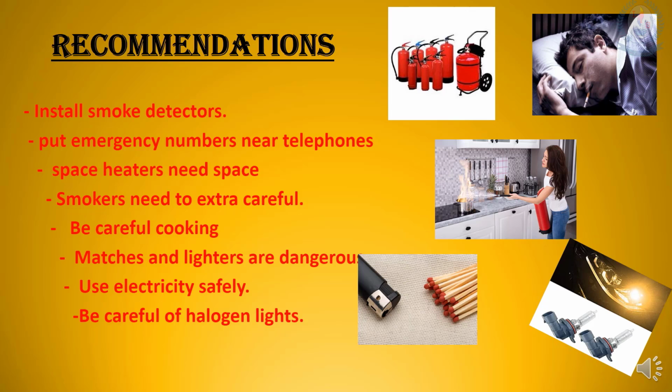Then matches and lighters are dangerous. You can see matches and lighters. When you are using these, you have to be very careful. You have to keep these things away from children. And electricity safety. You have to use electricity safely. You have to keep it in your mind. Always be sure your refrigerators and other things are switched off when such a case happens. Be careful of halogen lights. You can see in the last picture halogen lights. The fire is blowing here and there from these lights. Near flammable things like papers and curtains, a fire will suddenly occur. So these are some of the recommendations to be aware of such dangerous situations, children.